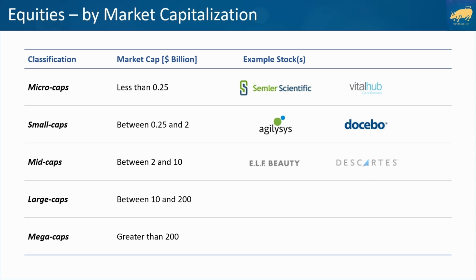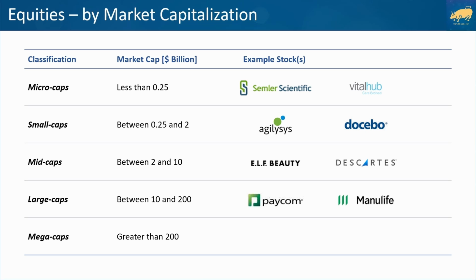Mid-caps are businesses valued between $2 billion and $10 billion. Good examples are Elf Beauty Inc. and Descartes Systems Group. As their name implies, they are in the middle of their growth story and are projected to keep growing earnings and market share. Moreover, they provide diversification in the portfolio by contributing a balance of growth and stability.